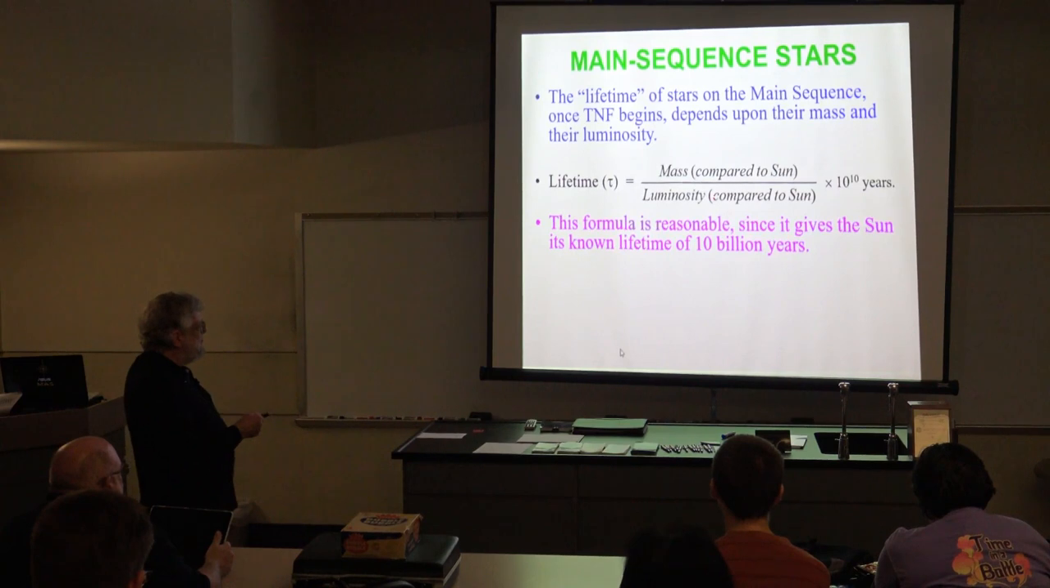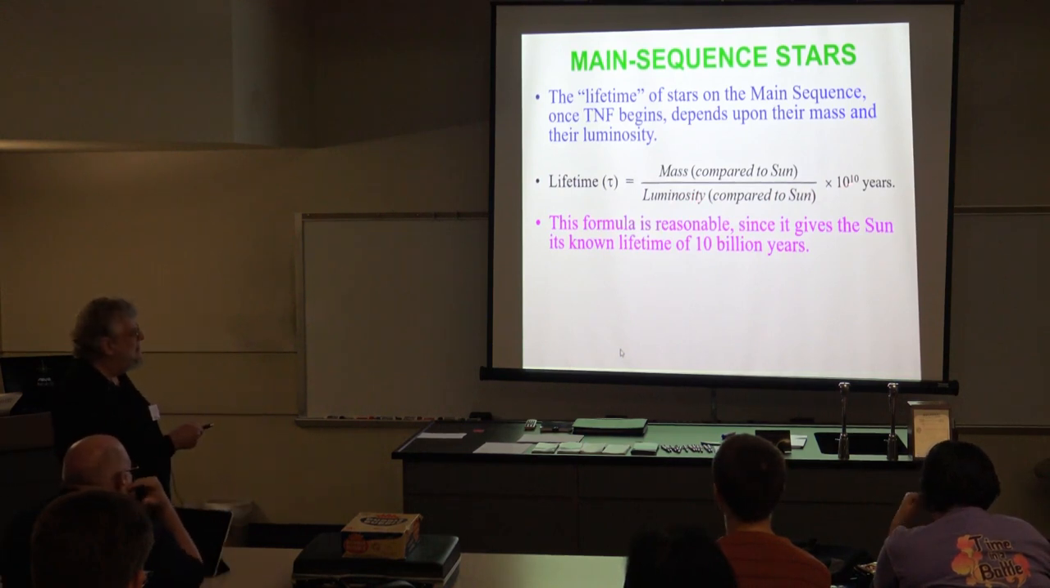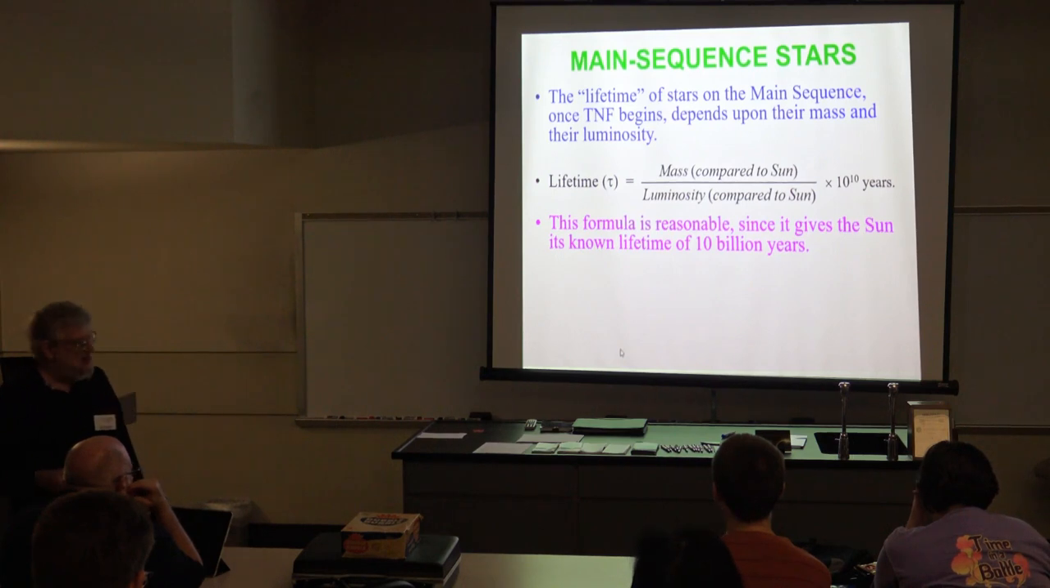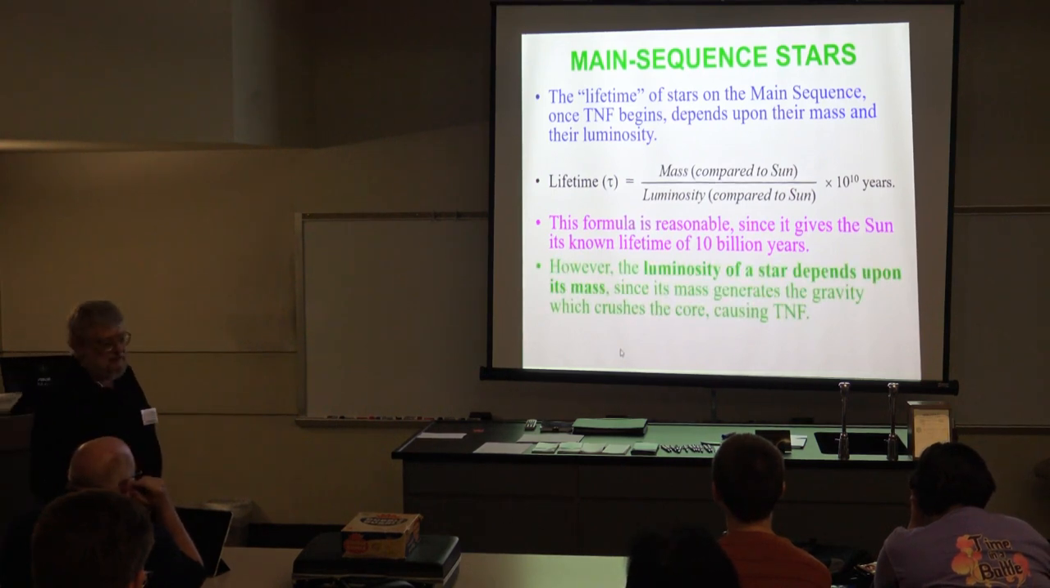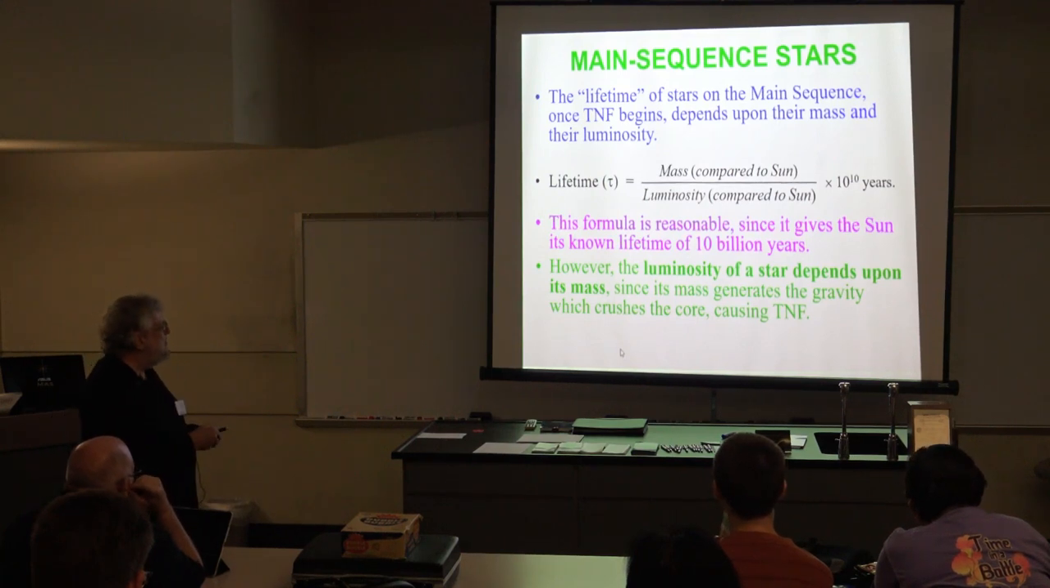So if you just plug in 1 for the mass compared to the sun, which is what the sun is, and 1 for its luminosity compared to the sun, then we get the 10 to the 10th, or 10 billion years. However, there's a little interesting kicker to this, and that is the luminosity depends on the mass.